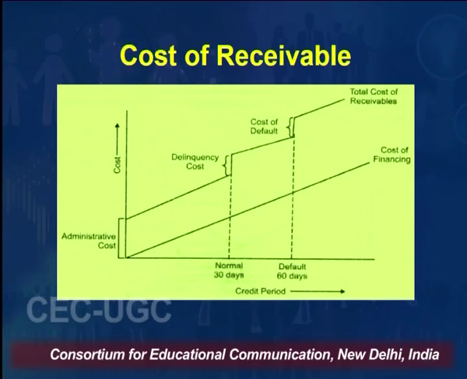Then there may be some delinquency or cost of default as well. There might be a situation when your debtors are converted into bad debts. This also becomes the cost of receivable. So cost of receivable can be understood with this example, where on the x-axis we have credit period, on the y-axis we have the cost. So the total cost of financing includes administrative or collection cost, delinquency cost, cost of default.